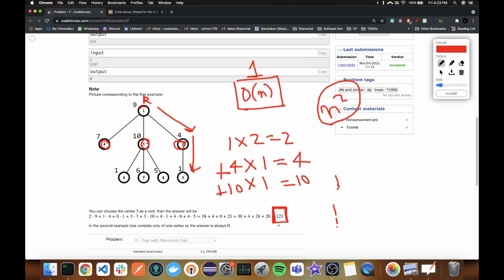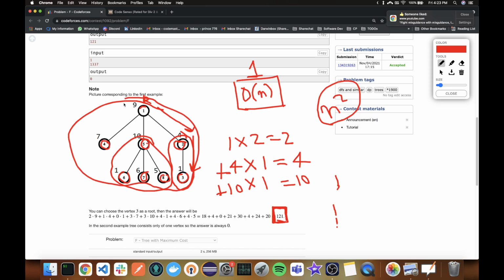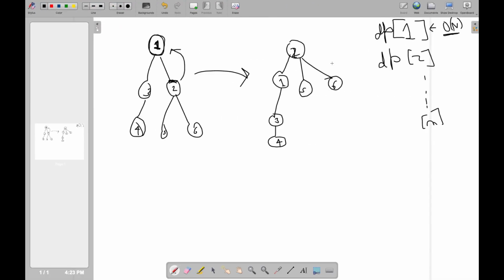By answer, I mean the value for this subtree, that is just this much. For this subtree, this subtree, this subtree, this subtree, this subtree, this subtree, and then the entire tree, which is also a subtree in a sense, right? So what is this? Okay. So now what we have is the answer.